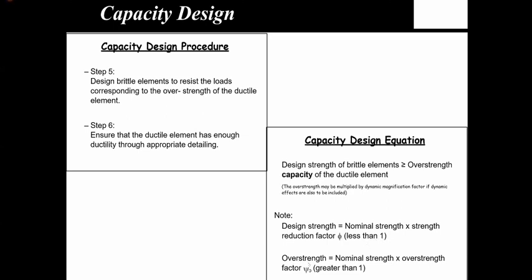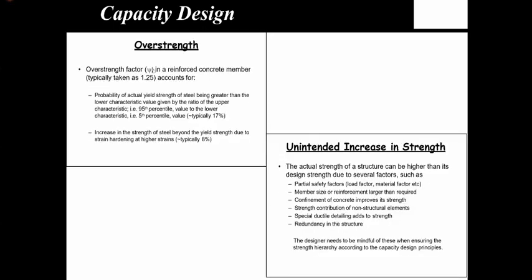And overstrength, what is overstrength? Nominal strength times overstrength factor, which is always greater than 1. So generally, overstrength factor for reinforced concrete elements is 1.2. It's basically to account for strain hardening effects and to account for lower characteristic strength of the yield point of steel, right? And also you need to think that the actual strength of any component or structure is going to be a lot higher than what you designed for, basically because of safety factors we apply in our design, and also the load factors we apply.